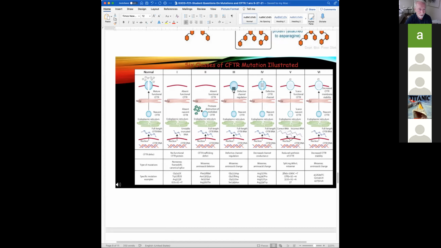Class 3, you get a protein, it ends up in the membrane, but it's defective. And class 4, 5, and 6 are similar. They're all cases where the protein is made, it goes to the membrane, but it's defective. And when you're assigned a mutation, it will be one of these 6 types.